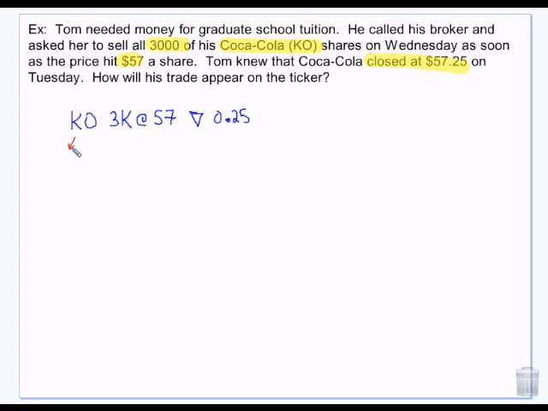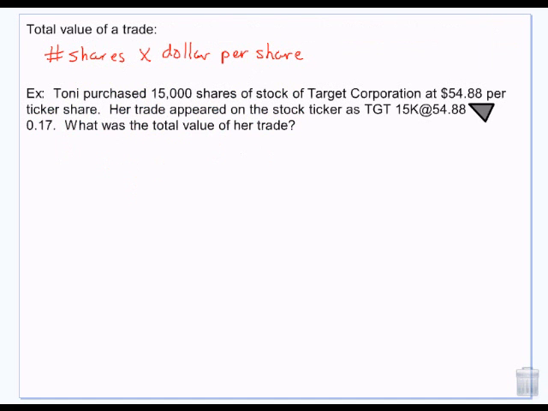So that's the Coke. This is the 3,000. This is the money. And this is the difference. So when we do the total value, we're taking the number of shares and multiplying it by the price per share. So Tony purchased 15,000 shares of stock of Target at $54.88 per ticker.